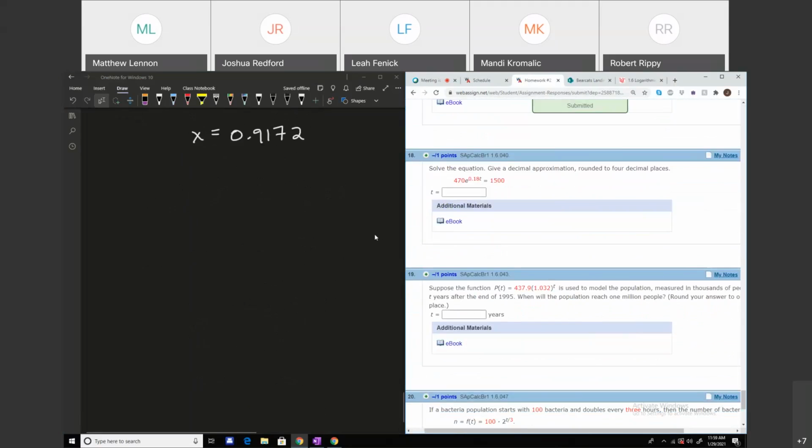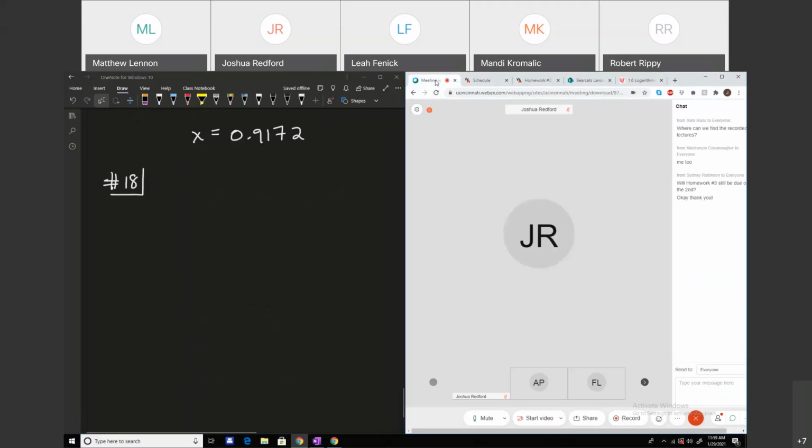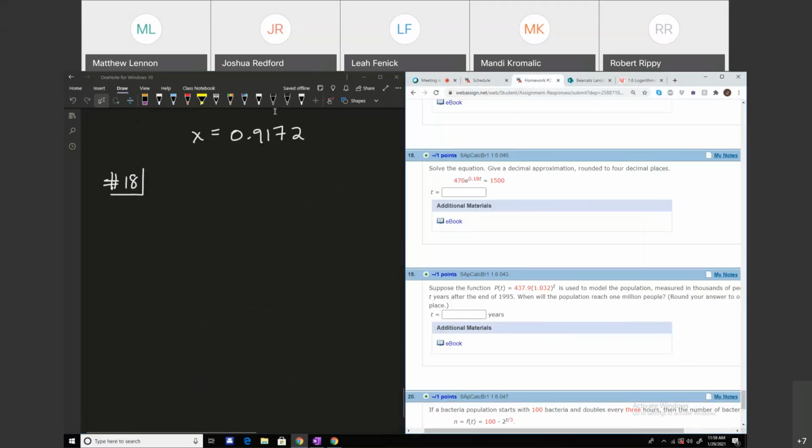Number 18, we're dealing with one in the continuous form. Let me just check the chat. Are there any questions? No, not yet. Okay. So on number 18, we have 470 e to the 0.18t equals 1500. So on this one, it's helpful if you divide by the 470 before taking the natural log. That'll just make things a bit easier for you.